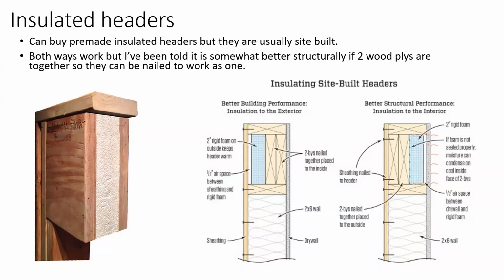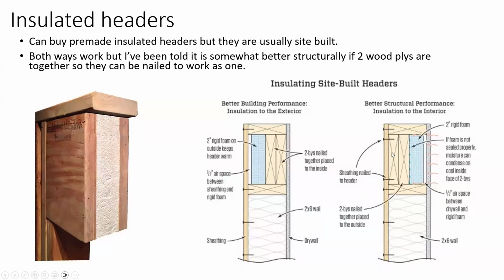Sometimes my structural engineer would tell me that he liked it better when the header plies were together and nailed together on the outside, because the sheathing got nailed to the header and then the headers got nailed together without any insulation between them. So he thought it made a stronger house. There are advantages and disadvantages to all of these.